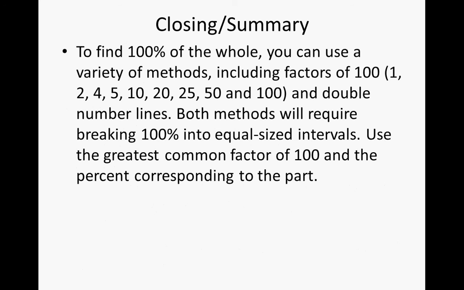And to find 100% of the whole, you can use a variety of methods, including factors of 100: 1, 2, 4, 5, 10, 20, 25, 50, and 100. And double number lines. Both methods will require breaking 100% into equal-sized intervals. Use the greatest common factor of 100 and the percent corresponding to the part.